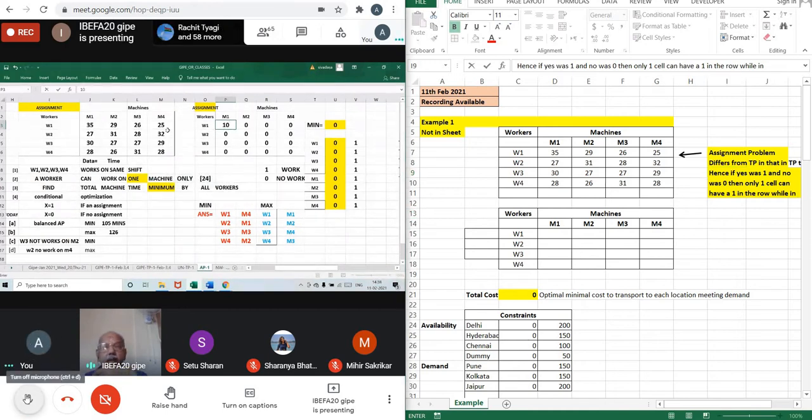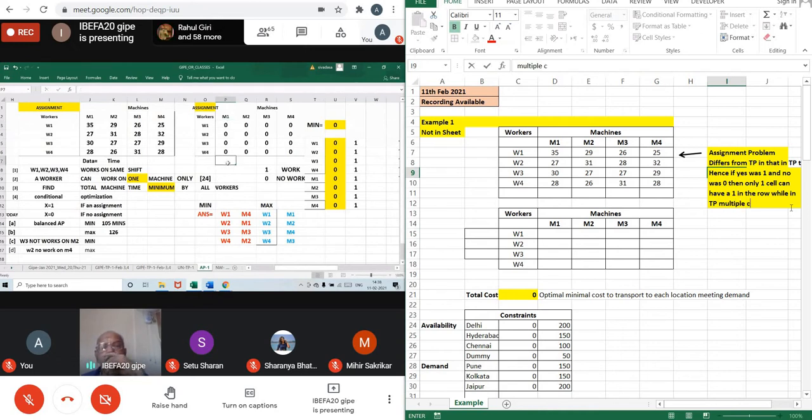Very good. Therefore, in assignment problem, the row totals and column totals are always 1, which is not the case in transportation problem.